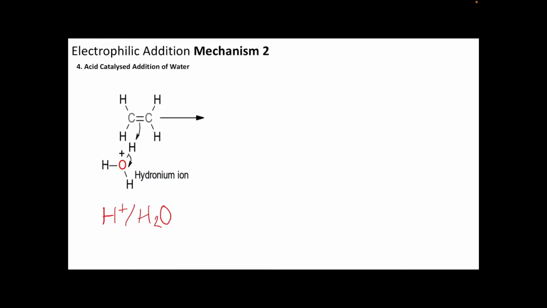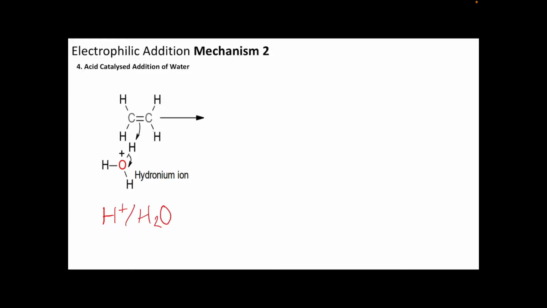The next mechanism is for the acid-catalyzed addition of water. This is quite similar to the one we've just seen, in that you will get a carbocation intermediate forming. So we have ethene again, and this time we have the hydronium ion. And what has happened here is water has reacted with the hydrogen ion. Remember, we say this is an acid-catalyzed reaction. So the hydrogen ions have reacted with water molecules to form the hydronium ion.